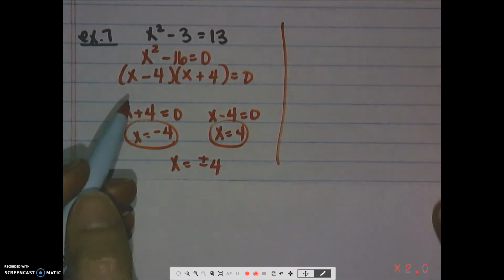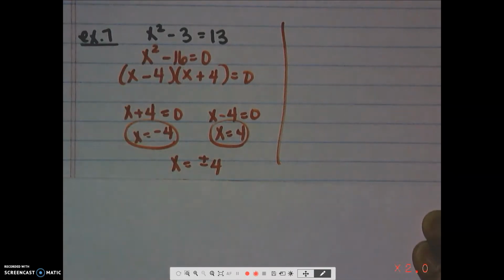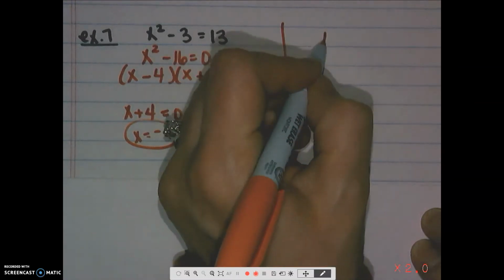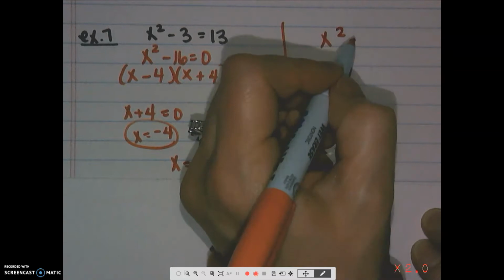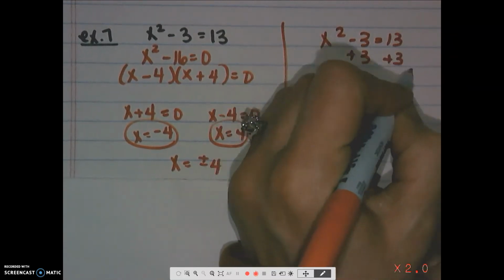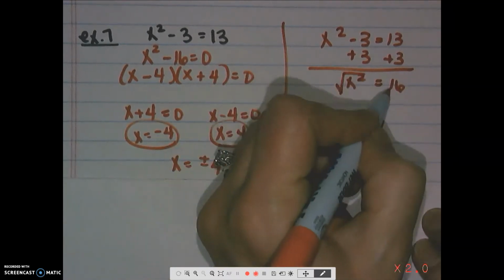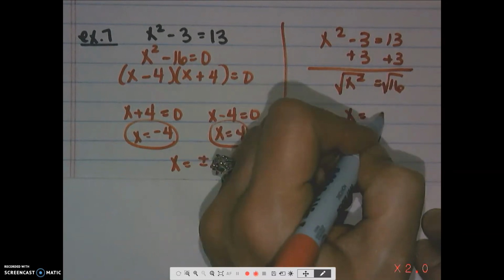So just a quick side note here though. This question we could actually solve a different way. Yeah, you could factor it, but what do you notice here? You notice that it doesn't have that x term, the linear term, like all of our other ones did. So we can actually solve this by what we call square roots. So we could add the 3 over to get the x squared by itself. And then we would take the square root on both sides.